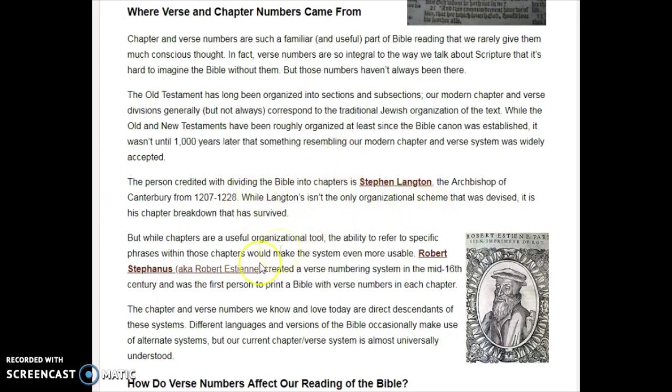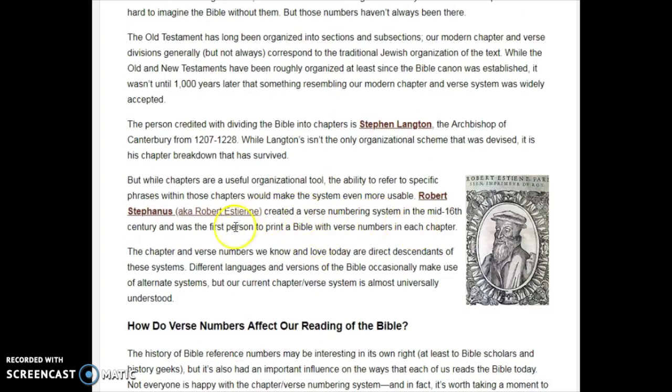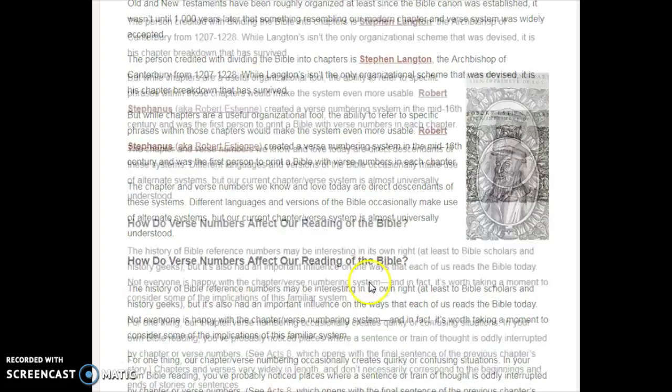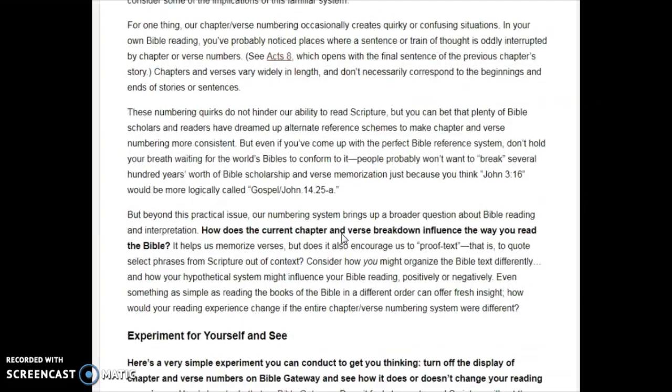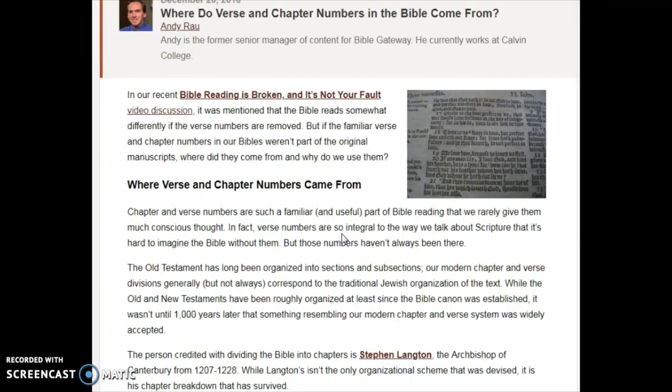So Stephen Langton again is the one given credit for this. Also Robert Stephanus. And so how does it affect the reading of the Bible? It makes it easier to look up, kind of like the Dewey Decimal System for your library. So too is this for the Bible.